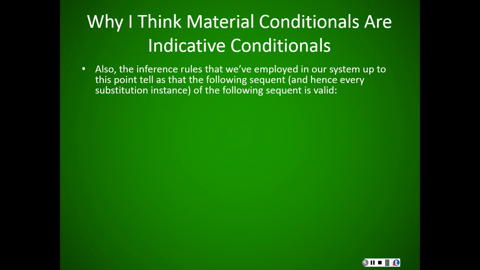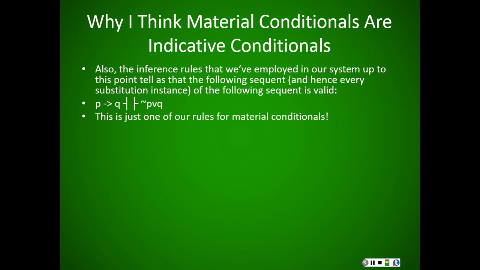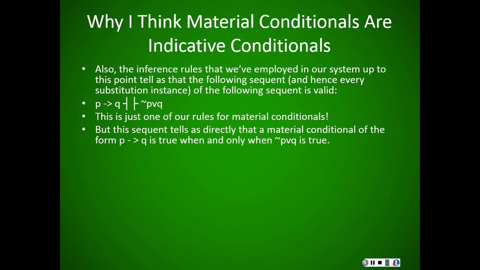Okay, also, the inference rules that we've employed in our system up to this point tell us that the following sequent, and hence every substitution instance of that sequent, is valid. P arrow Q, double turnstile, not P or Q. This is just one of our rules for material conditionals. But what this sequent tells us directly is that when a material conditional of the form if P then Q is true, it is true when and only when not P or Q is true.